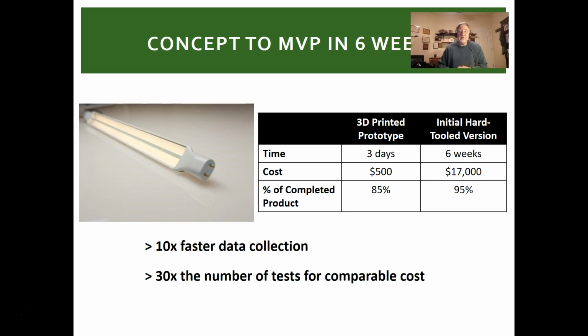And as you can see, there's a difference in cost. With a completed product, maybe with a 3D printed prototype, you're not 100% there, whereas with the initial hard tool version, you're closer. But from a testing standpoint, you can now test your data 10 times faster and run 30 times more tests for a comparable cost, which is what you're trying to do, because even if you have this hard tool version, it's not perfect and you're going to have to learn from that.